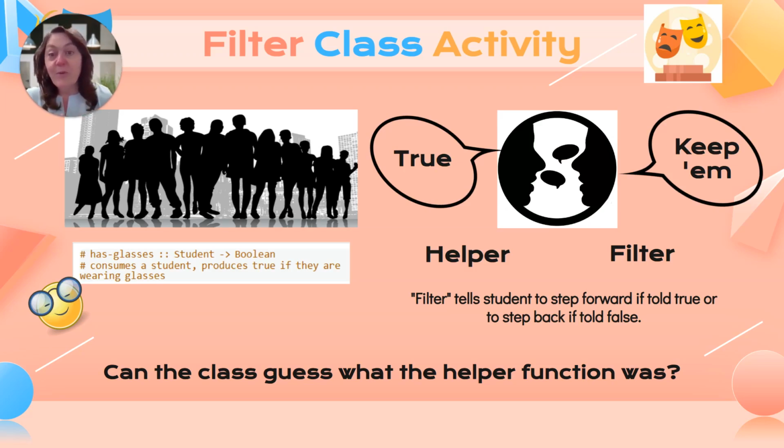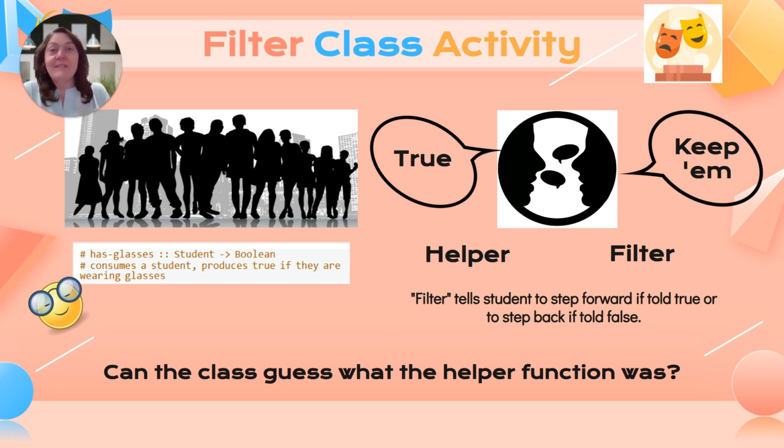The helper function is the only one who knows what this card says. It's a secret to everyone else. They're going to have their helper function go down, and they're going to go student by student with the filter by their side, and they're going to say to the filter true or false based on what they see. If the first student is wearing glasses, they turn to the filter and say true. And then the filter will say keep them.